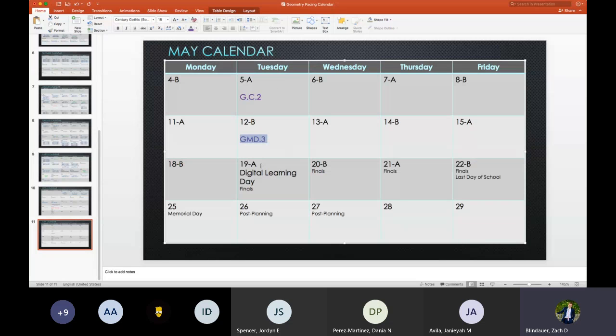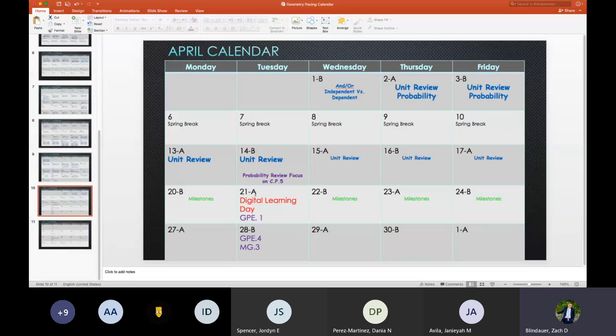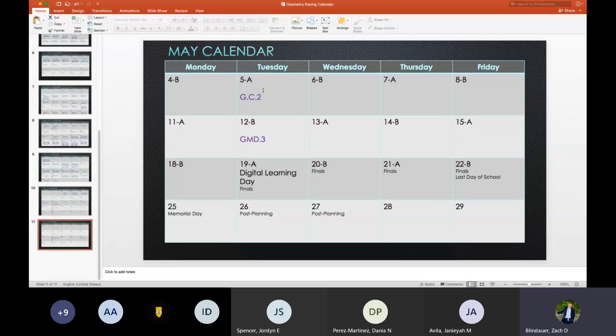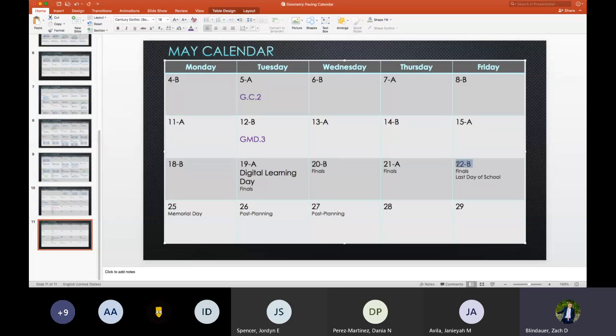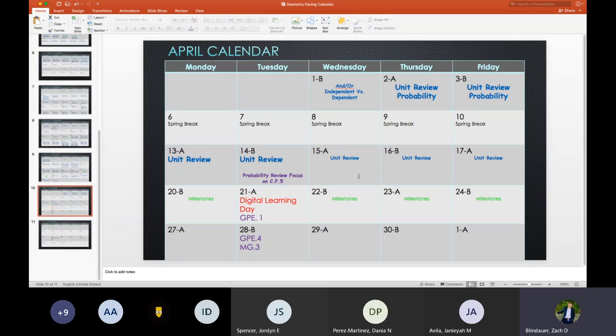So really, if you can see here, we have 1 week, 2 weeks, 3 weeks, 4 weeks, about 5.5 weeks left of school. We're still ending on the 22nd. So we still have 5.5 weeks of material to go over.